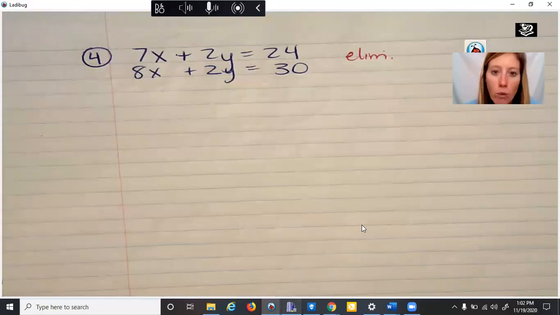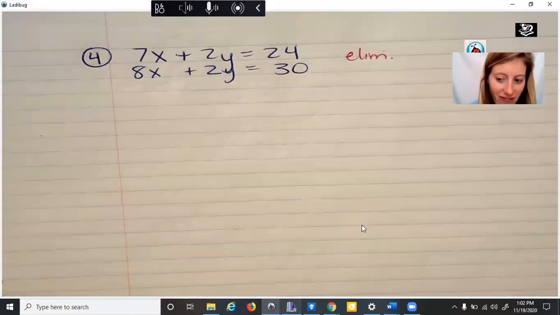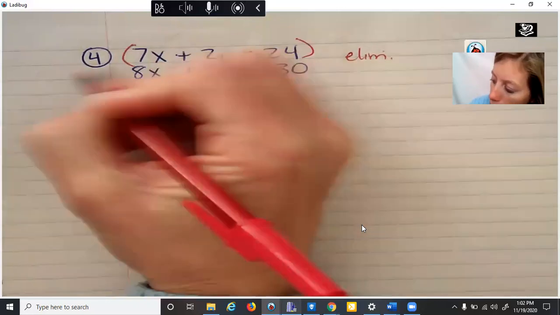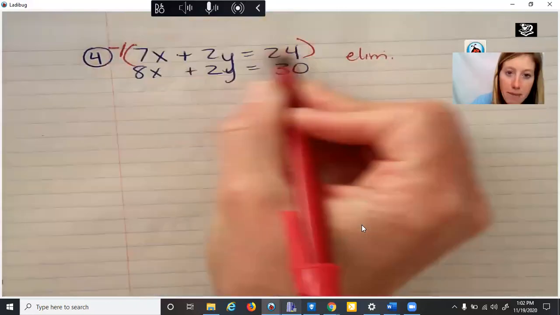Cadence, how can I get one of them to be negative? You there, Cadence? Yes. How can I get one of the 2s to be negative? What can I do? I'm going to multiply. It doesn't matter which one, the top or the bottom. I'm going to multiply the whole thing by -1.